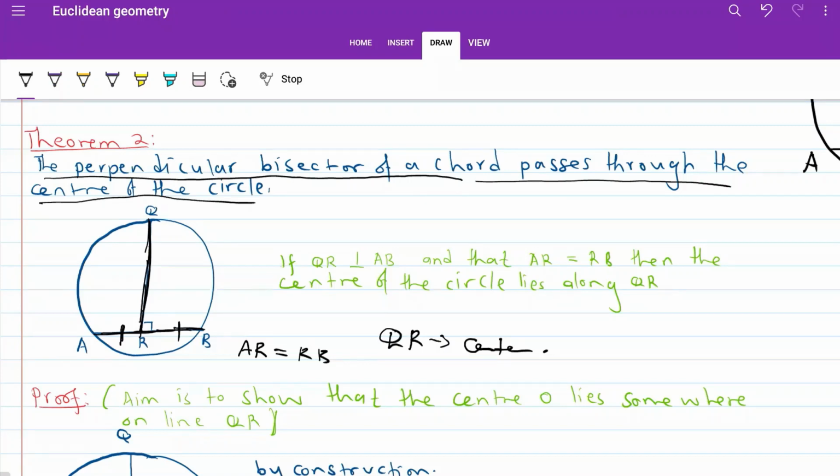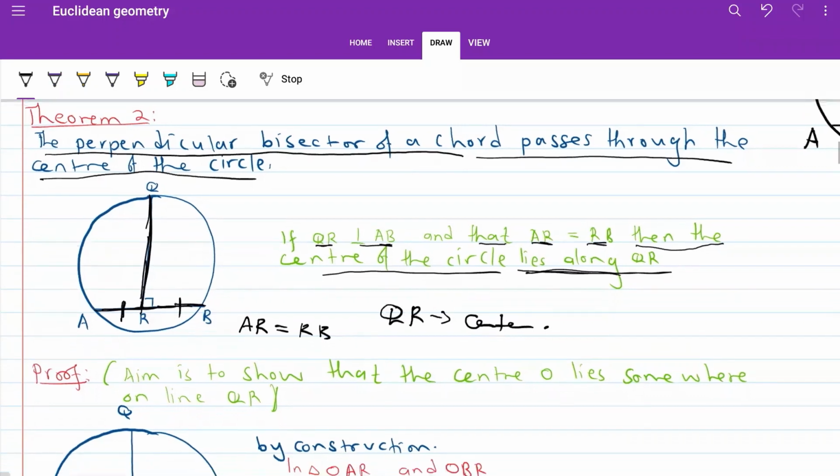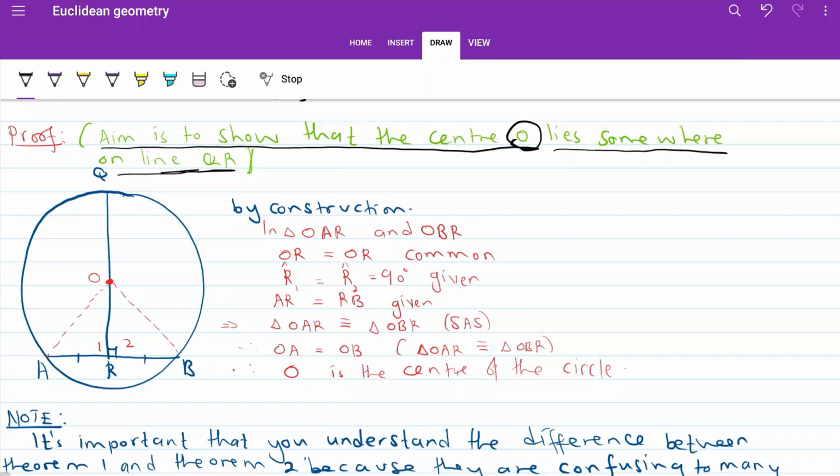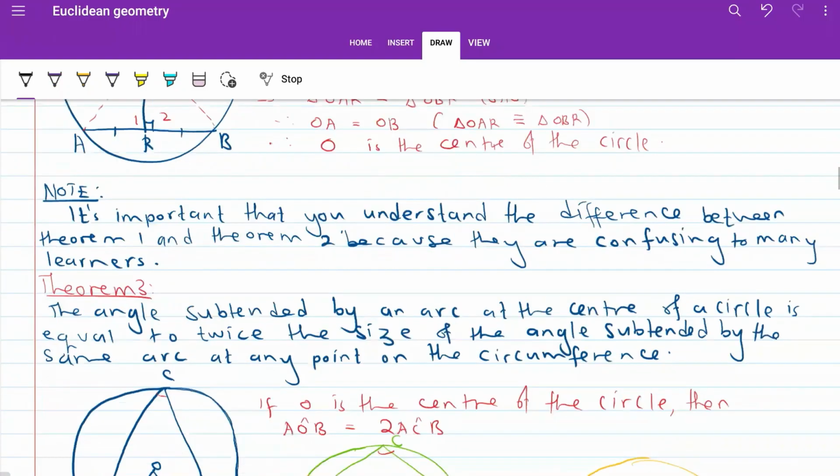So when you look at the text in green, if QR is perpendicular to AB and AR equals RB, then the center of the circle lies along QR. That's basically what theorem number two is about. And if you're to prove, you need to know the aim. The aim is to show that the center O lies somewhere on line QR. And this is the proof that I'll not go into details, but during your free time, you go back and revise it.